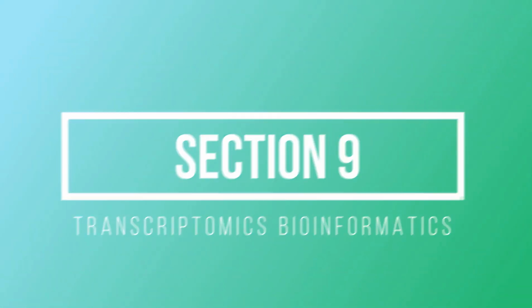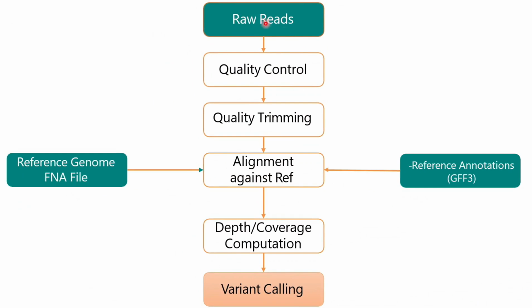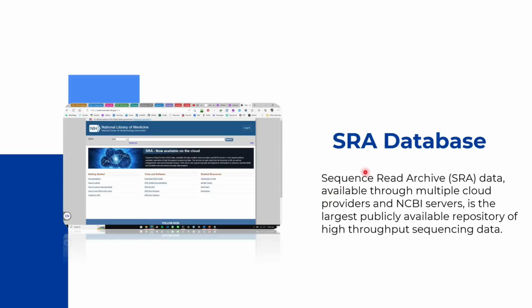So now, the first step that we are going to do is retrieving the raw reads. How do we retrieve the raw reads? SRA is a database that we use for retrieving all the RNA-seq and DNA-seq data. The Sequence Read Archive, with data available through multiple cloud providers and the NCBI server, is the largest publicly available repository for high throughput sequence data.